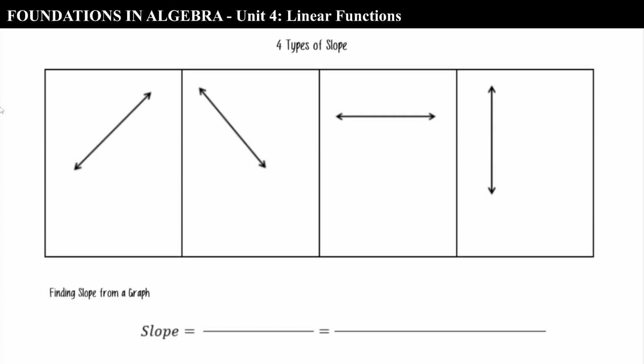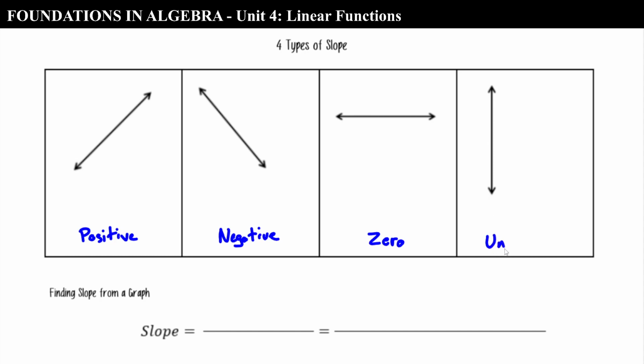So let's talk about the four types of slope. You can have slope that is positive. You can have slope that is negative. And that is represented by an increasing and decreasing line respectively. So positive slope, increasing line from left to right. A negative slope is a decreasing line from left to right. Then you can have zero slope, which is indicated by a horizontal line.